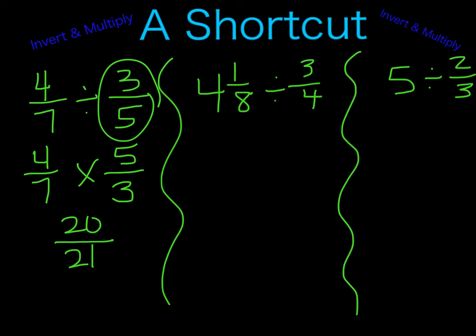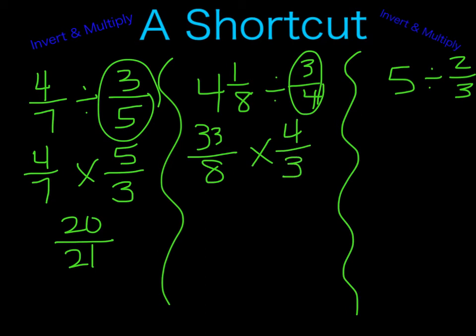So to change 4 1/8 into an improper fraction, we know that we're going to multiply 4 times 8, and then we're going to add 1 to that number and put everything over 8 because that was our original denominator. 4 times 8 is 32, and 32 plus 1 is 33. So like I said, we're going to have 8s. We're going to change division to multiplication, and we're going to invert our second fraction, which becomes 4/3.